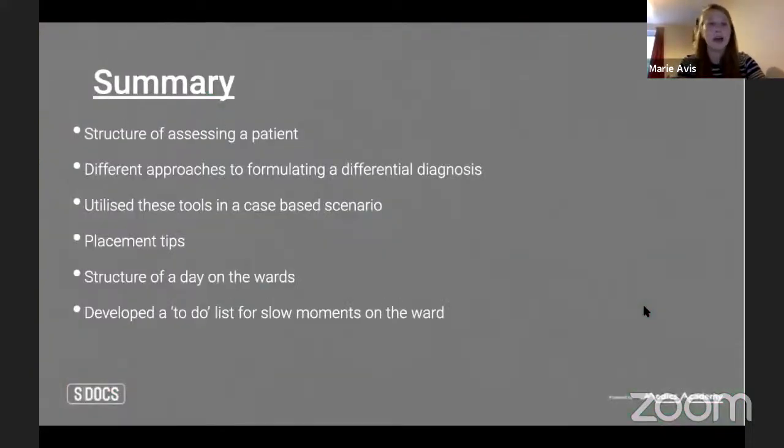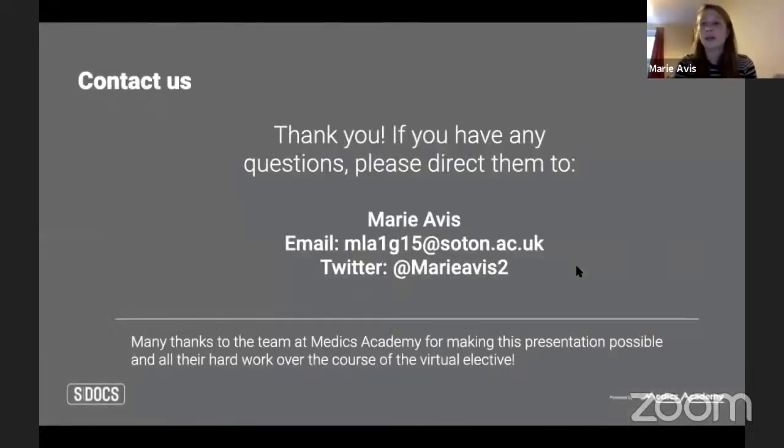So, in summary, we've gone through all of these different things in this series. We've given you hopefully a structure for assessing a patient. We've gone through some approaches to formulating a differential diagnosis, which I hope are useful. We've gone through an example of this in a case. I've given you a couple of tips for placements, a little bit of a structure of how the ward runs, and some things I wish I'd known, and a bit of a to-do list for slow moments on the ward. So I really hope that this series is useful. I know how scary it can be going into clinical placement, but you will be fine. Honestly, as long as you're enthusiastic and willing to learn, you will be fine.